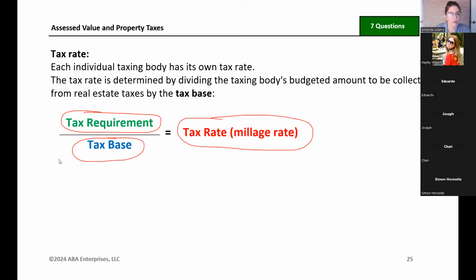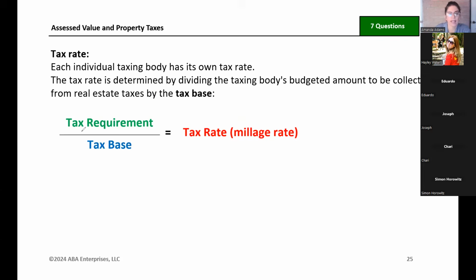So the tax requirement is the budget. This is how much money that particular municipality needs to raise every year. So we would call that the budget. The tax base is the dollar value of all the properties in a geographic area. So if you have so many square miles of the city, all the properties in that area, that's their dollar amount. That's the tax base. So the budget or the tax requirement divided by the tax base equals the tax rate or the millage rate.